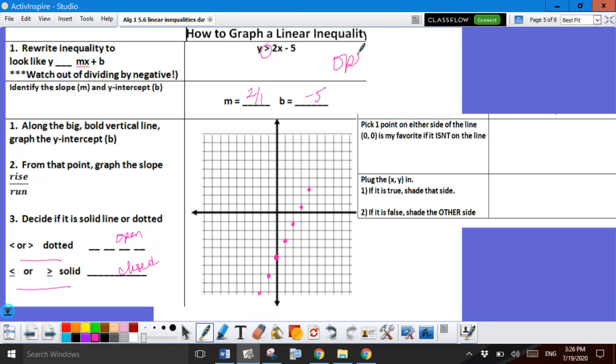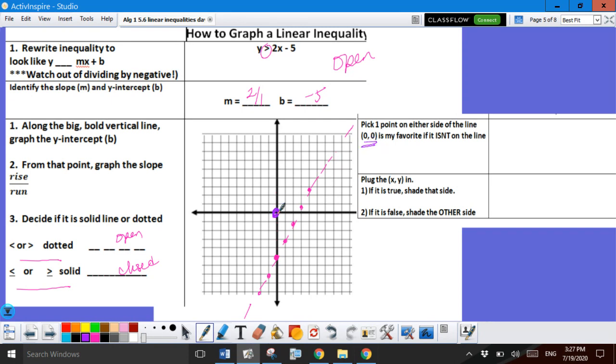Well, I see that that is going to be open. So I know my line is going to be a dashed line through that point. Okay, so far I have my line. Now I have to figure out my shading. And the best point to use is 0, 0.